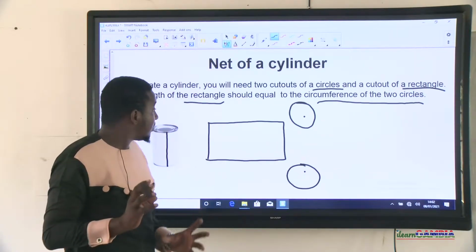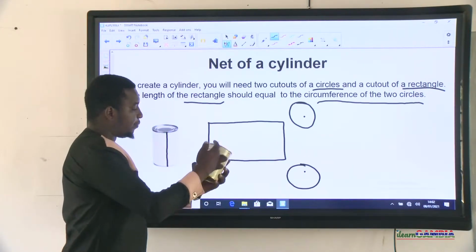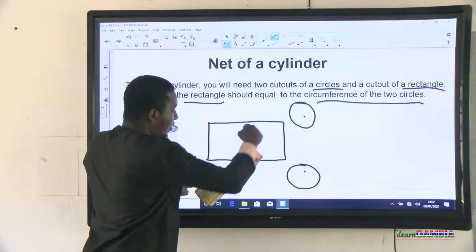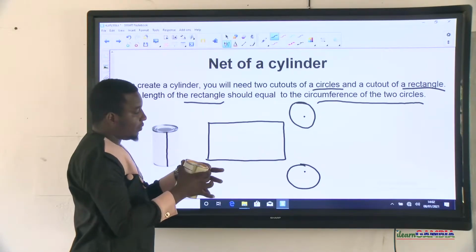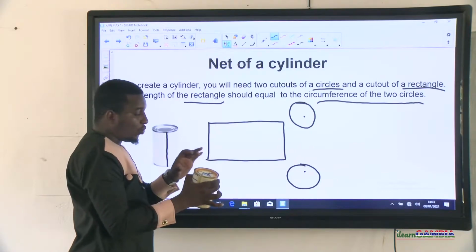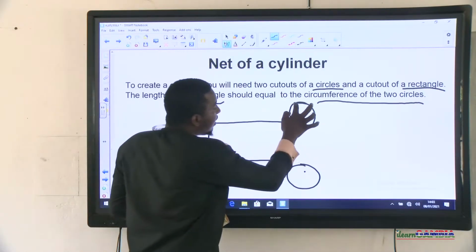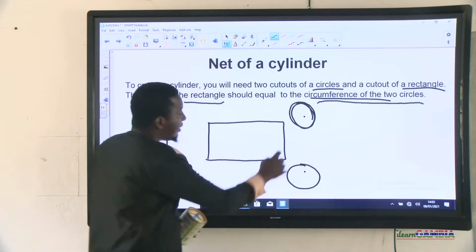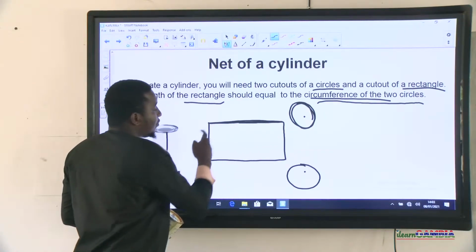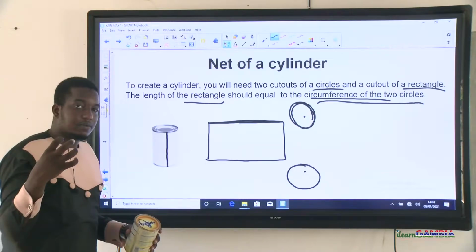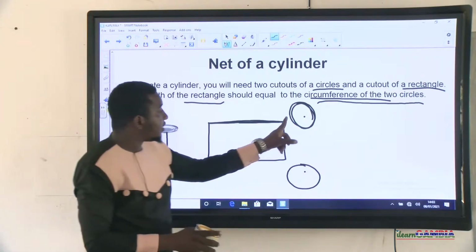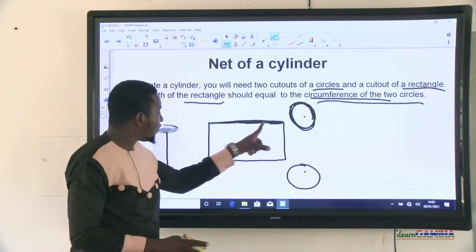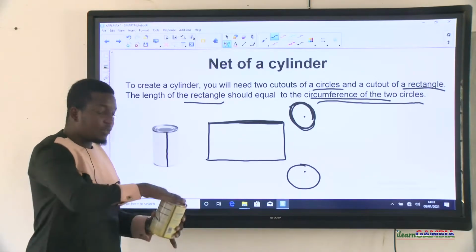Now, what we mean here is, when we split the tin and it formed this rectangle, you see that the circle here was attached to the length of the rectangle. So technically, what that is telling us is that the distance round the circle, which is referred to as the circumference of the circle, is equal to the length of the rectangle, because that is where it was attached. So those two lengths should be equal.